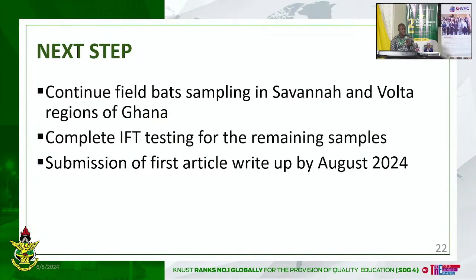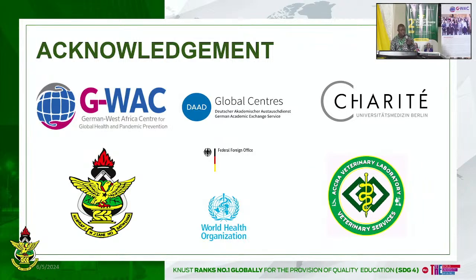Our next step is to continue field bat sampling in the Savannah and Volta regions, even though it's very expensive, but we have to complete it. And also complete the IFT testing for the remaining samples. It's very tedious because you have to prepare the slides and spend time observing the slides. It's tedious, but it's much easier than relying on a commercial assay, which does not exist. And also to be able to submit our first manuscript by August 2024.